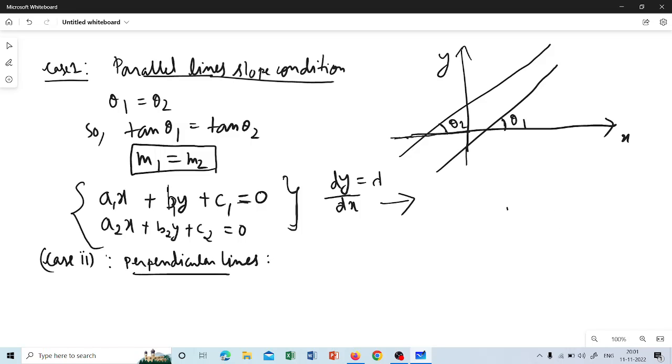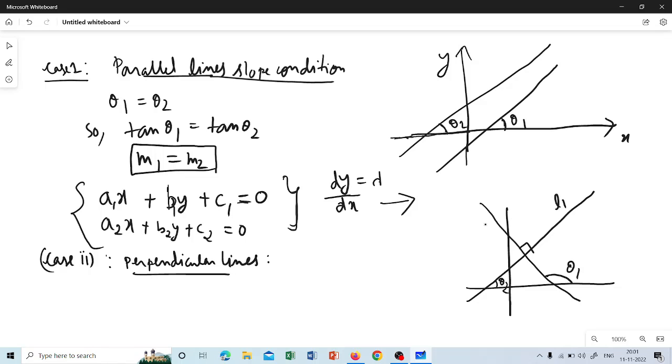Now this is a little tricky and also interesting case. How will we know from the slopes that two lines are perpendicular? Consider a line like this, and also another line which is perpendicular. So this is obviously more than a 90-degree angle. This is theta 1, and let this be theta 2. Now how am I going to say that these two lines, line 1 and line 2, are perpendicular?